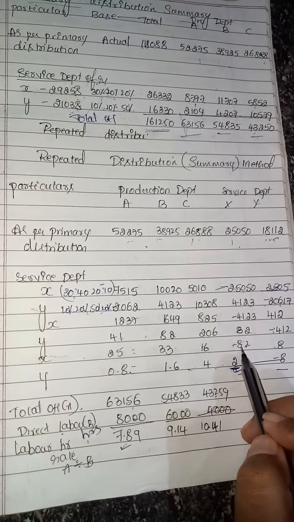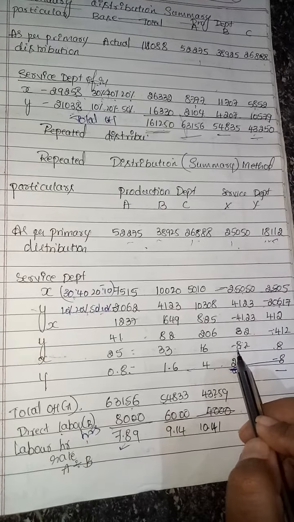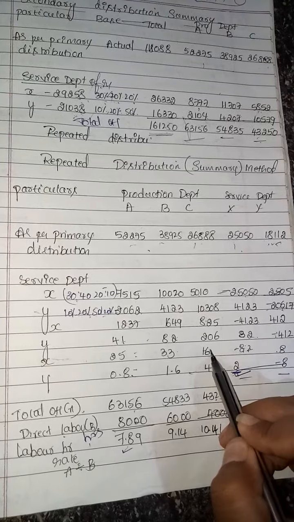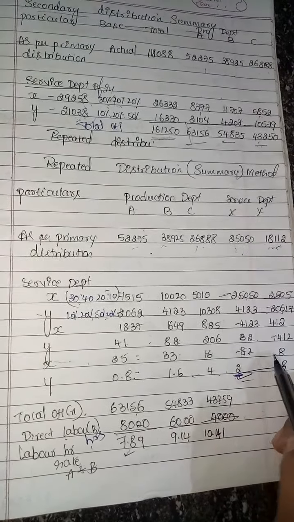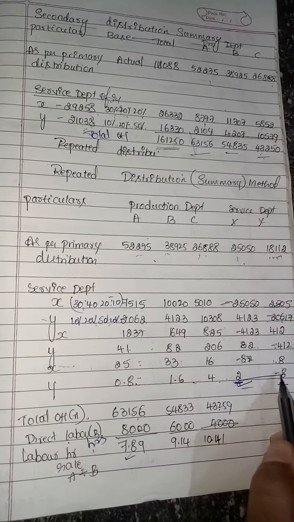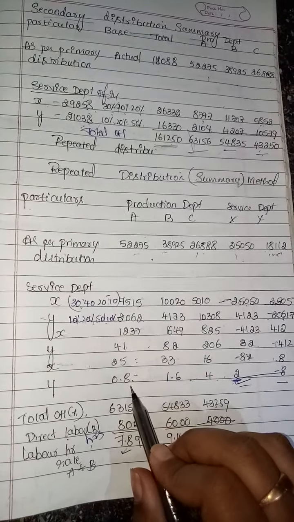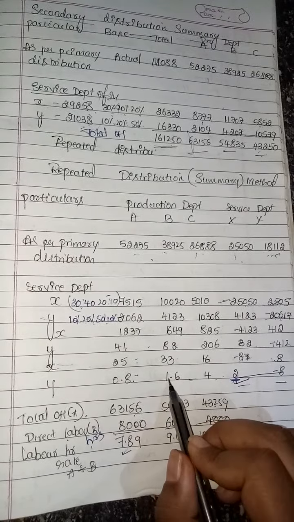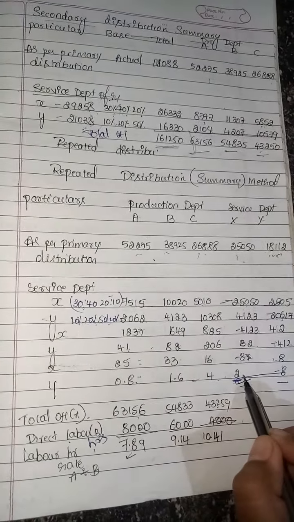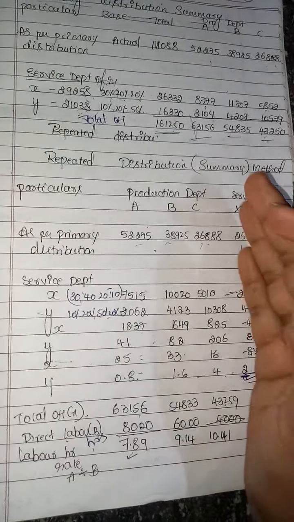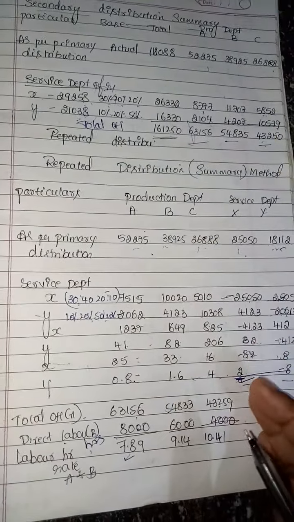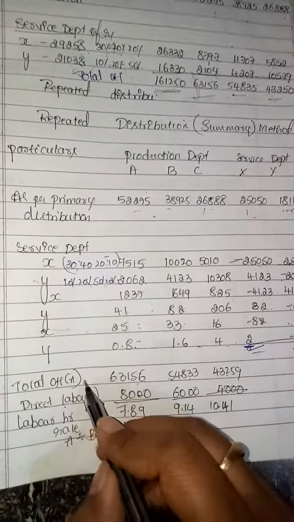So now we are taking the X value. So X 82 of 30%, 25, 40%, 33, 20%, 16, 10%, 8. The next one from 8, now we need to apportion: 10% 0.8, 20% 1.6, and 50% 4, and next 20% 2. So now we'll be cancelling the service department, only adding the production department. You will get the total overhead.